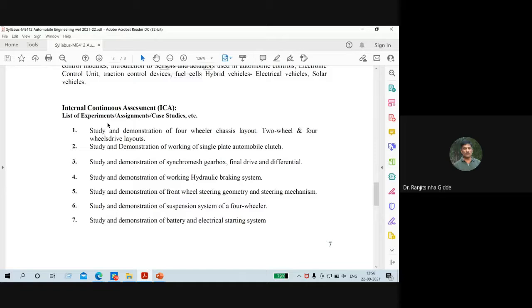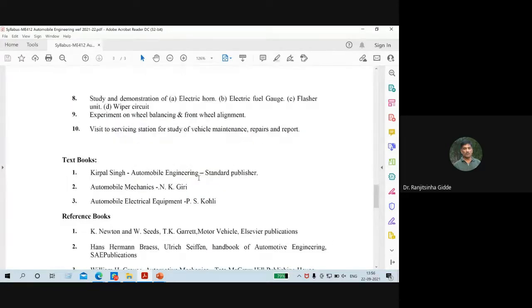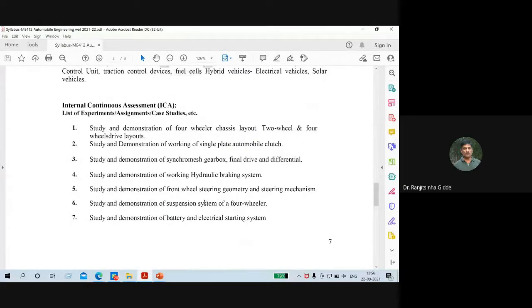Then study and demonstration of working hydraulic braking system, so that we are going to see in the fourth experiment. Afterwards, front wheel steering geometry, what are the characteristics and various angles and the steering mechanism. Then we are going to see the suspension system for the four wheeler, which components are used: shock absorber, springs, and any other additional components.